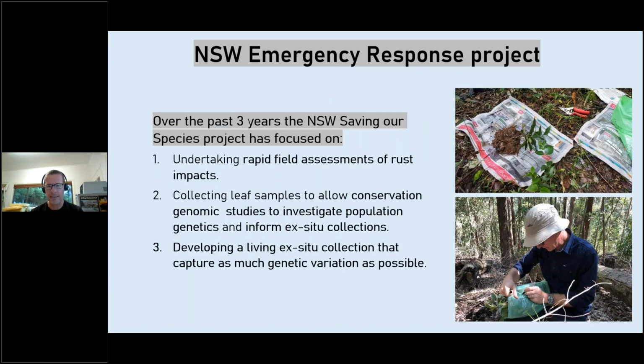Over the past 3 years, we've been undertaking rapid field assessments of rust impacts for these species. The main aim of that was to try and determine whether or not the impact we're seeing at one site is replicated across its entire distribution. And we've found for the species we've been working on that is the case. There are no areas or populations that seem to be faring better than others. We've also collected leaf samples from all of those sites, and we've been working with the Botanic Gardens down in Sydney to undertake some genomic studies to help inform our ex situ collections.